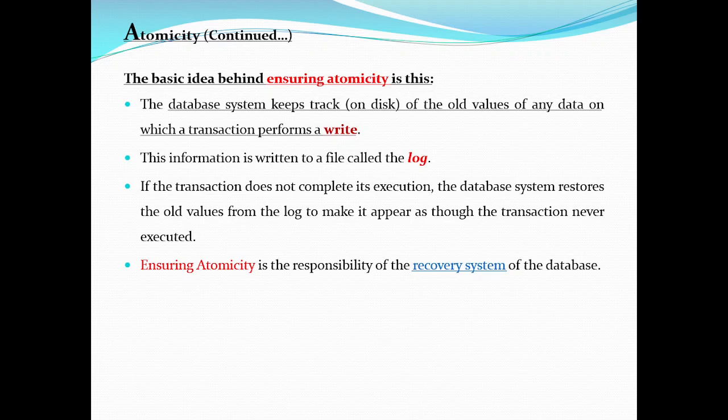The basic idea behind ensuring atomicity is that the database system keeps track of the old values of any data on which a transaction performs a write. This information is written to a file called the log. If the transaction does not complete its execution, the database system restores the old values from the log to make it appear as though the transaction never executed. So, ensuring atomicity is the responsibility of the recovery system of the database.